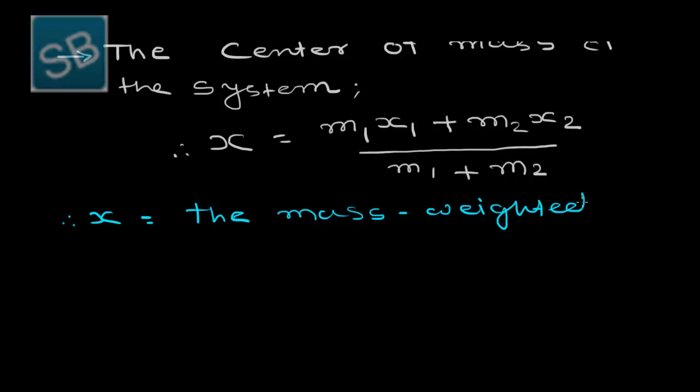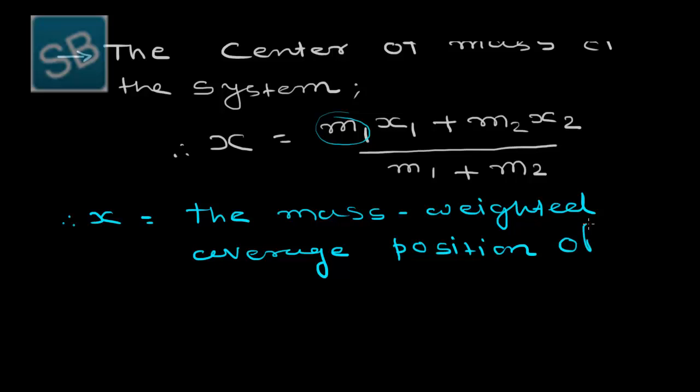See, each word has its specific meaning. The mass weighted. So see, here the mass is taken. Average position. We have considered the average position by taking the distances of particles m1 and m2 of x1 and x2.